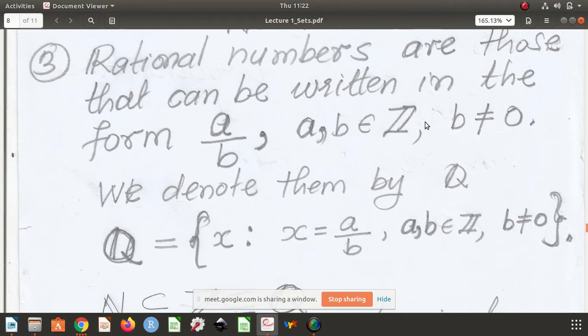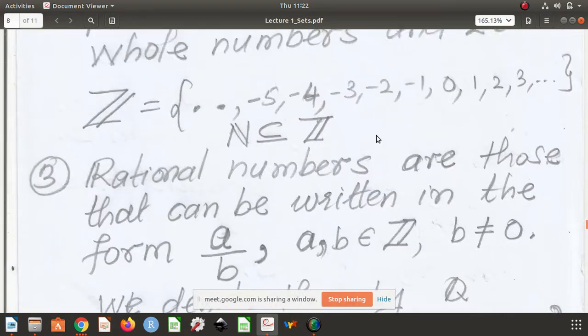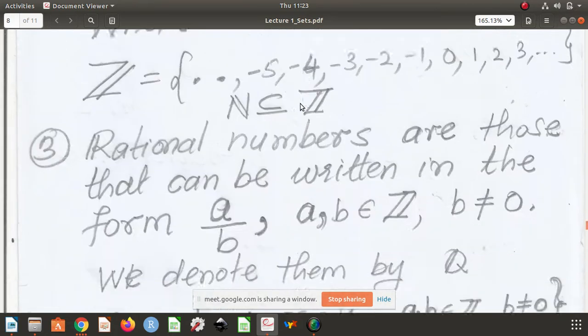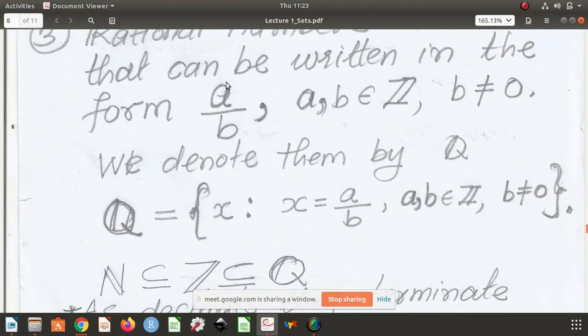So rational numbers are those that can be written in the form a over b, where both a and b are integers. This symbol here represents the set of integers. We used it up here. So rational numbers are numbers that take this form. They can be written as a over b, where both a and b are integers, and b is not allowed to be 0.